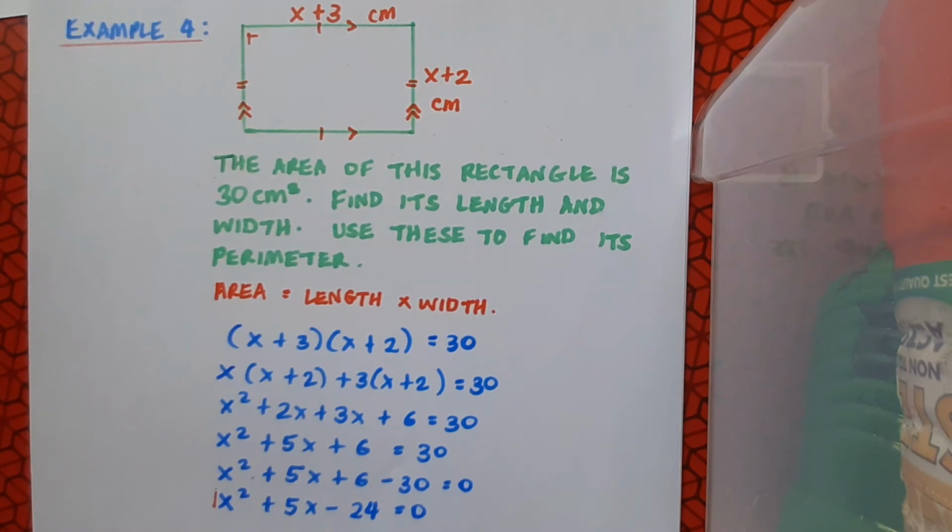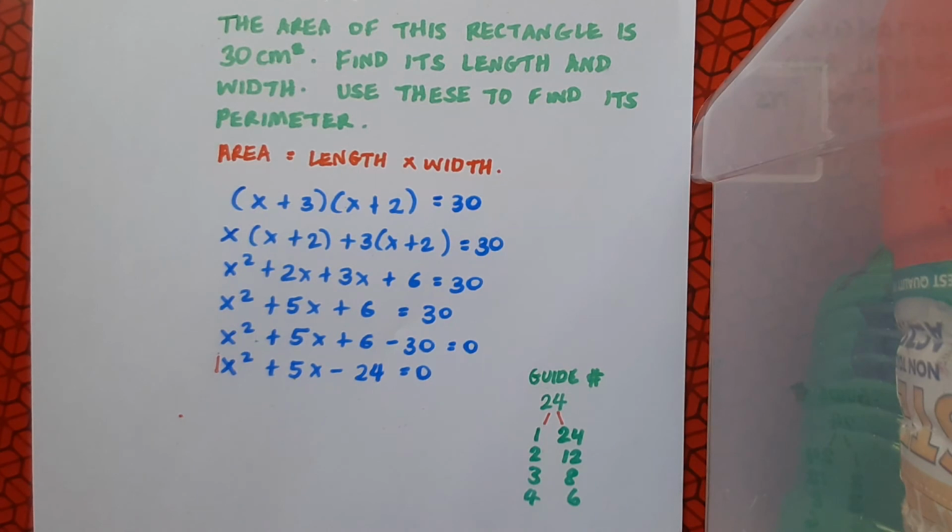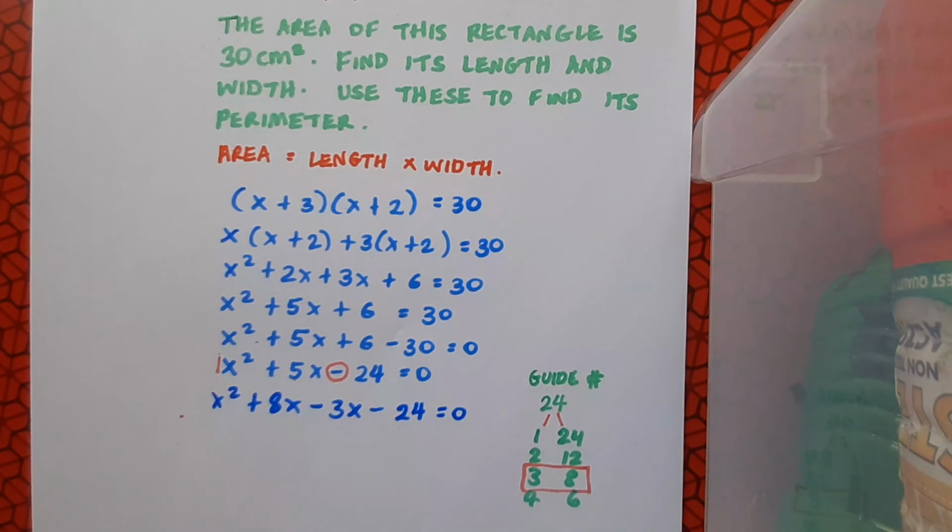As always, the coefficient of x squared is 1, and my guide number in this case is 24. So here are the factors of 24. This minus in front of the 24 tells me that I have to use different signs, so a plus and a minus. So I can use 3 and 8 to make 5. Okay, so I'm going to have x squared plus 8x minus 3x minus 24 equals 0.